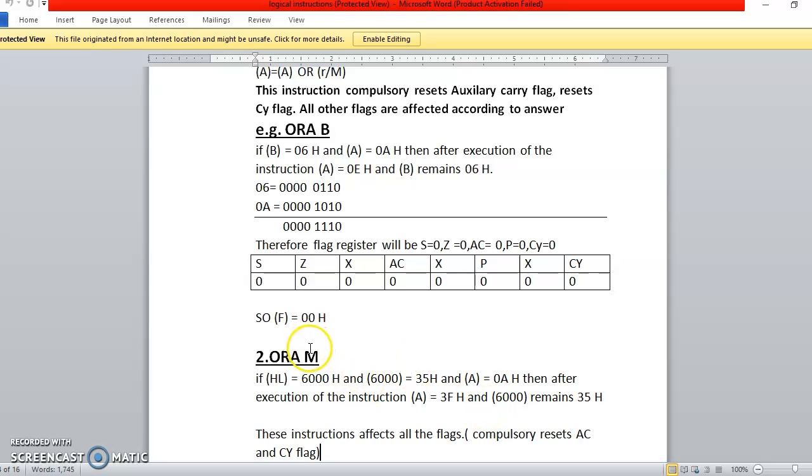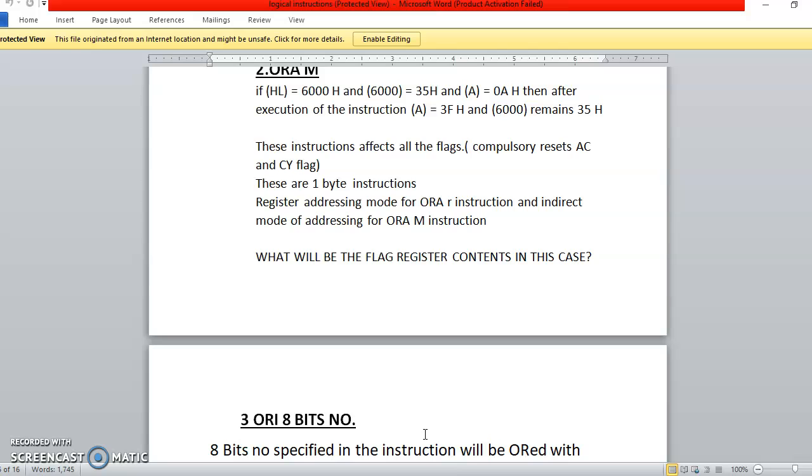If it is ORA M, then the memory contents will be ORed with the accumulator contents. Memory contents means what? Whichever address is there in HL, the contents of that address will be ORed with the accumulator. So if HL has 6000, we are assuming these numbers, and 6000 has 35, and suppose A is 0A, then 0A and 35 will be ORed. You check whether you are getting the answer in the accumulator as 3F. Again, we know that auxiliary carry and carry will be reset. You have to find out what the flag register contents will be in this case.